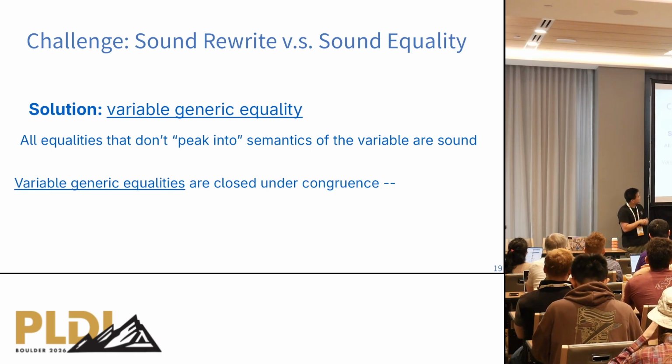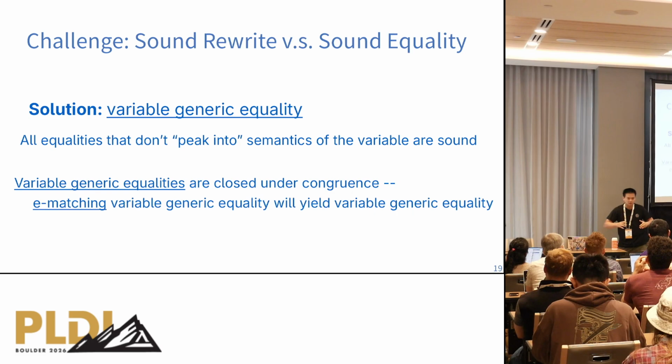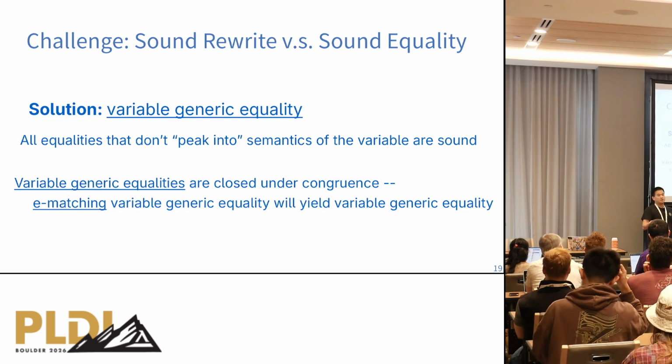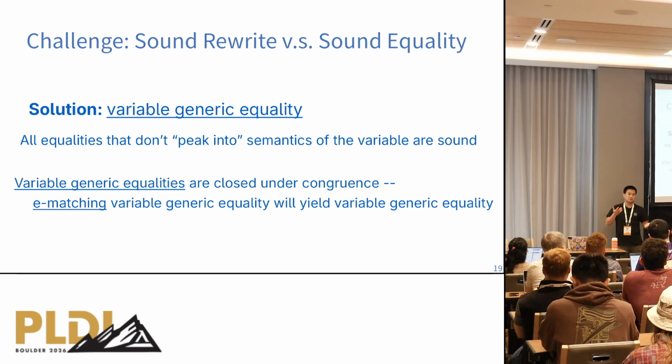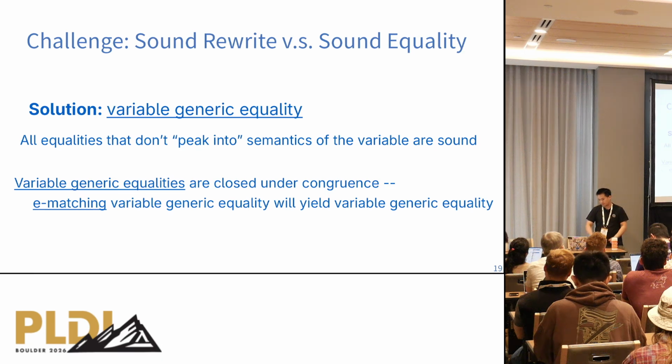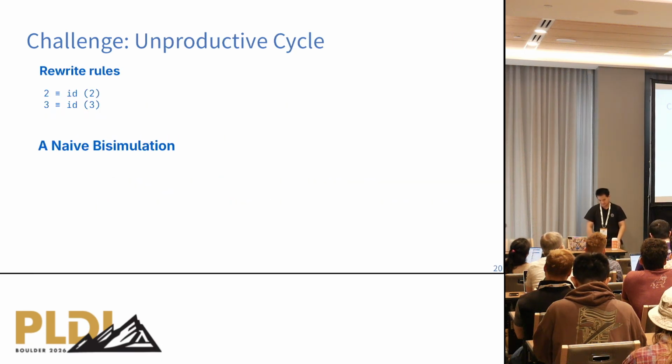And one of the nice things about variable generic equalities is that they are closed under congruence. That means if you start with a variable generic equality, E-matching on the variable generic equality will also generate a variable generic equality. So this means that E-matching works very well in this regard.